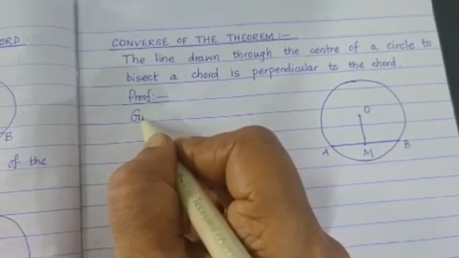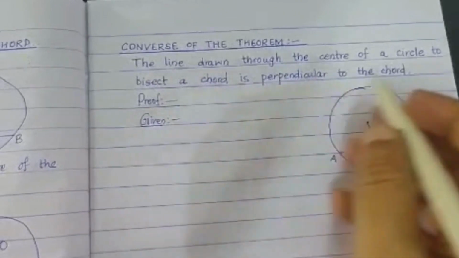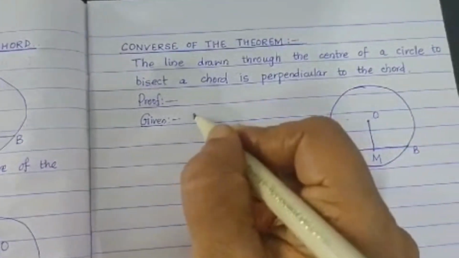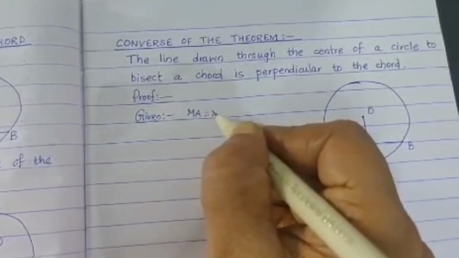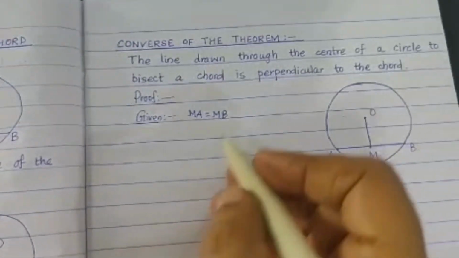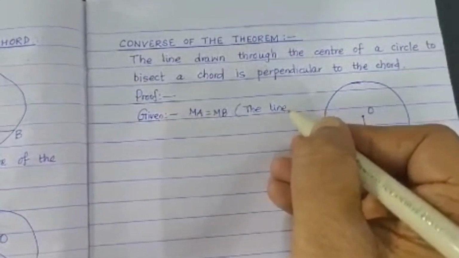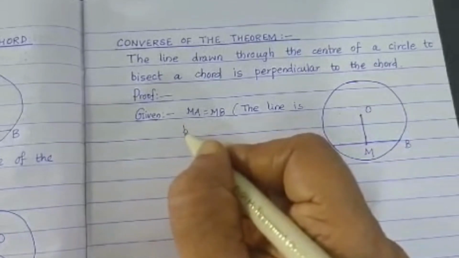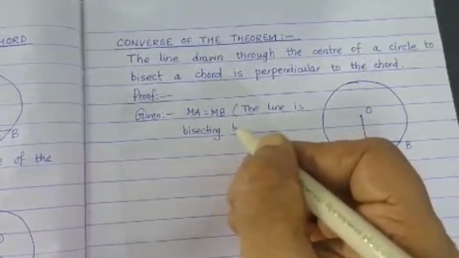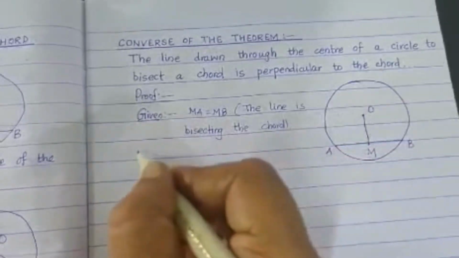First of all, what are the given things? The given things are: the line is bisecting the chord, which means MA equal to MB. We have been given MA equal to MB because this line is bisecting the chord. You can write it here: the line is bisecting the chord. So MA equal to MB we have been given.